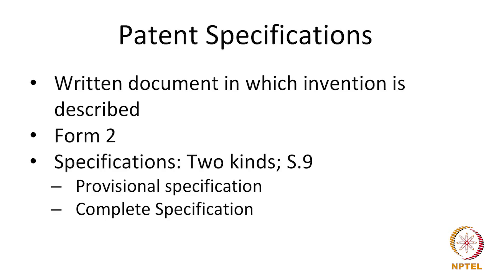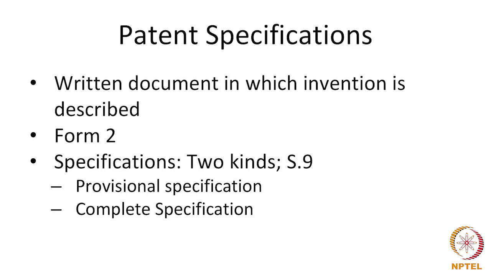Form 1 will have all the administrative details about the invention, whereas Form 2 will have the substantive details about what the invention is. So, the structure of Form 2 is different. When we say a patent specification, we are talking about the document that is encompassed in Form 2 of the patent rules.